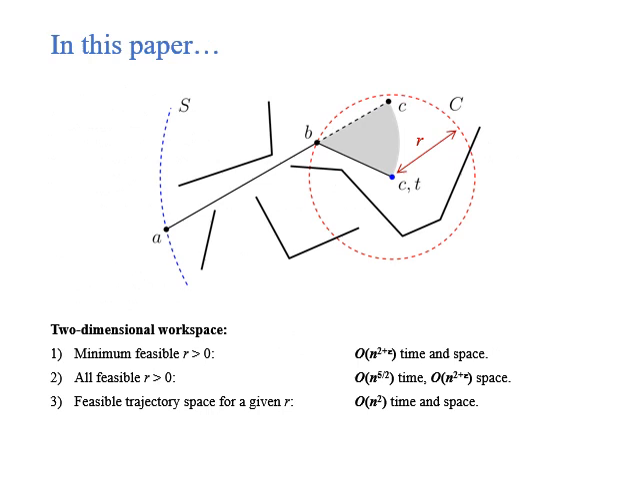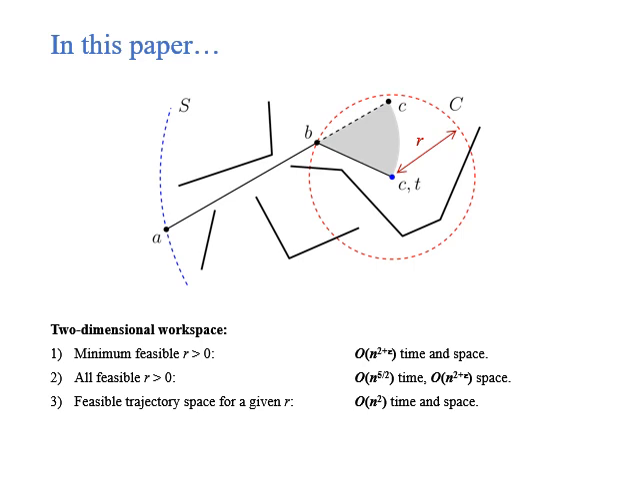In this study, we went back to the 2D version of the problem and tried to find solutions to the following variants of the problem. First, find the minimum value of r greater than 0 such that a feasible trajectory exists, and report at least one such trajectory. Second, find all feasible values of r. And in the third problem, find the entire set of feasible trajectories for a given value of r.